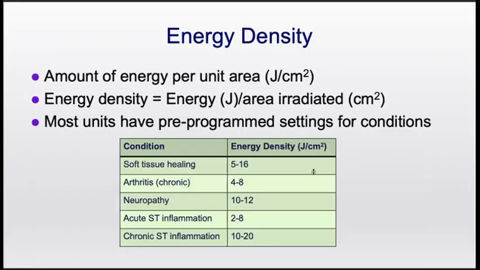Most devices don't allow you to change a lot of these settings, but some of the fancier machines will allow you to. So you can look at the energy density. Most units will just have pre-programmed settings for each condition. So they'll have like soft tissue healing, one for neuropathy, acute inflammation, chronic inflammation, and arthritis. And the energy density will just change based on what you select from the unit.